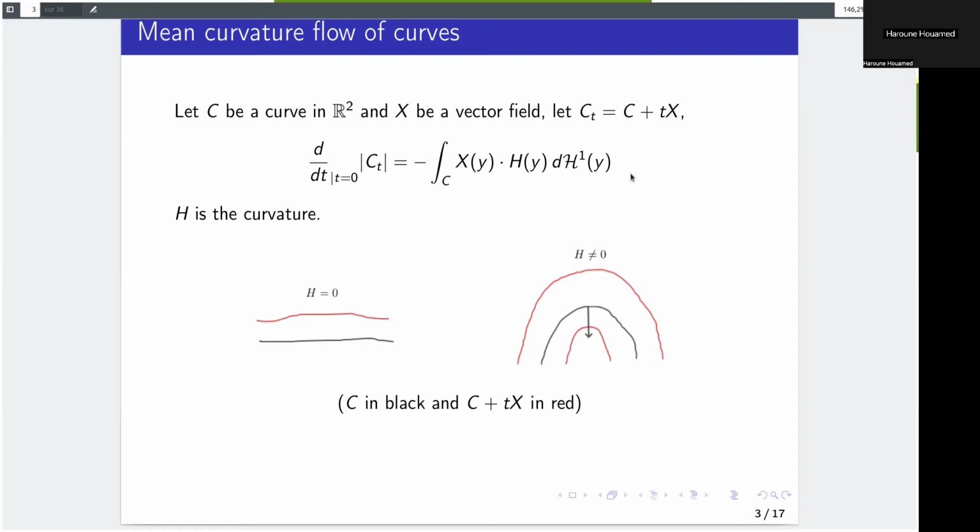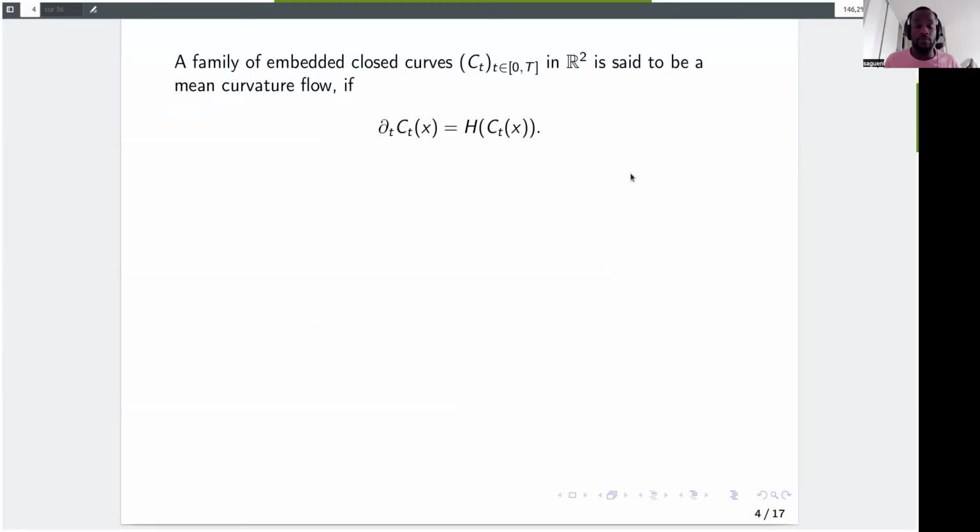Okay, thanks. You're welcome. Okay, so now we define the mean curvature flow of closed curves. Just to note, in R2 and for curves, there is only one natural curvature: the mean curvature and the Gauss curvature coincide in R2 for curves.